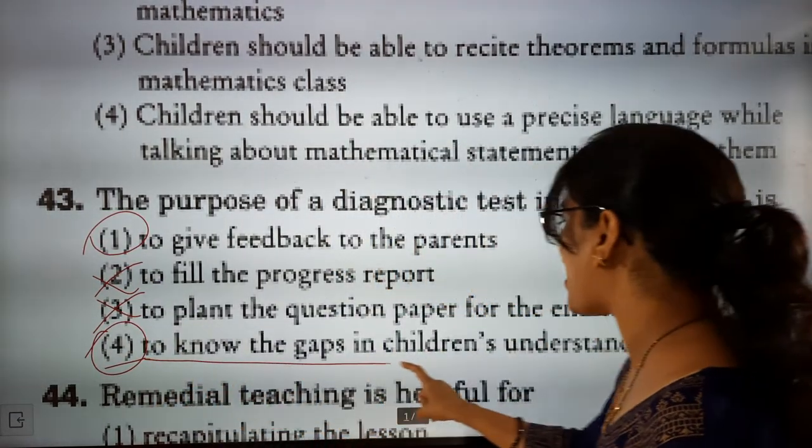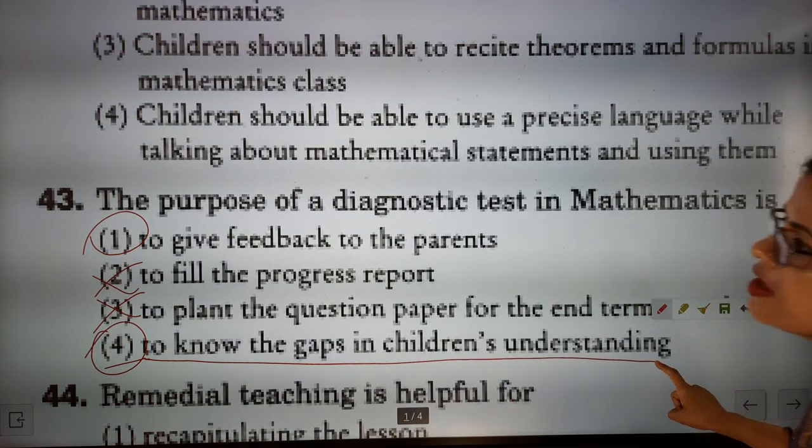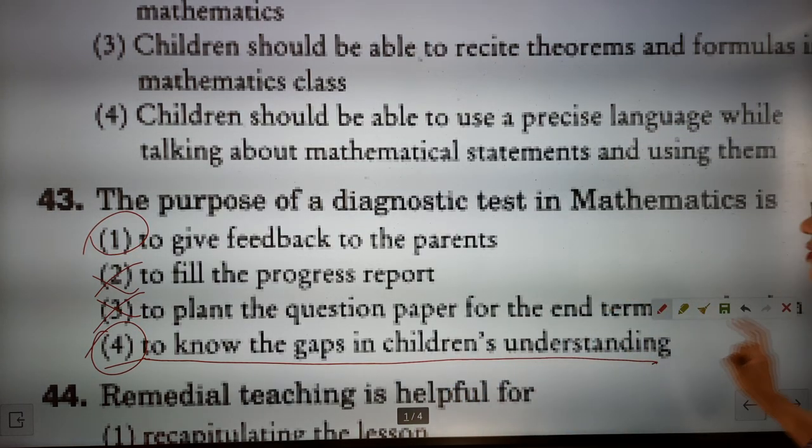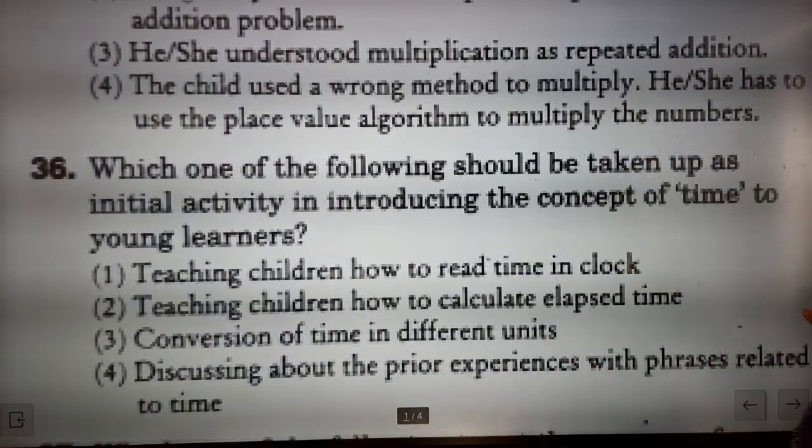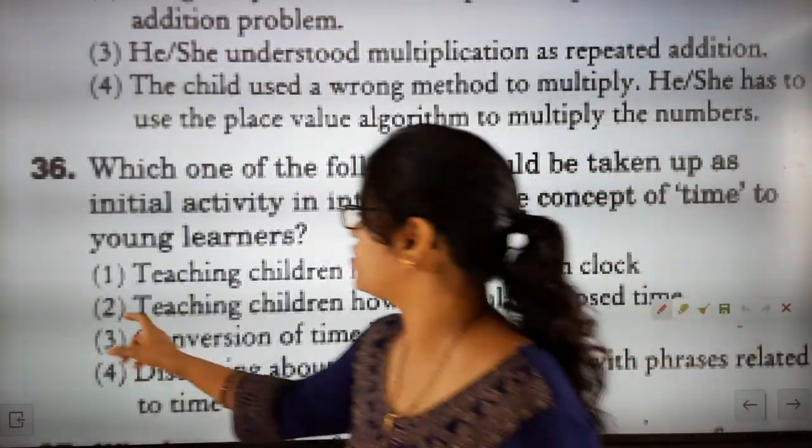To know the gaps in children's understanding. Okay, where did I go? No. So here, now that means the first, second and third are exactly not going to be taken.